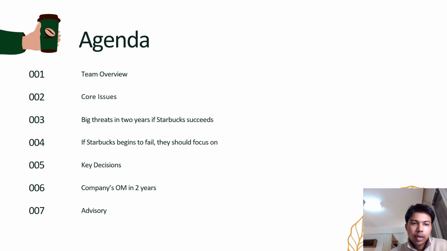The agenda for this presentation will be: team overview, core issues, big threats in 2 years if Starbucks succeeds, what Starbucks should focus on if it begins to fail, key decisions, the company's OM in 2 years, and advisory.